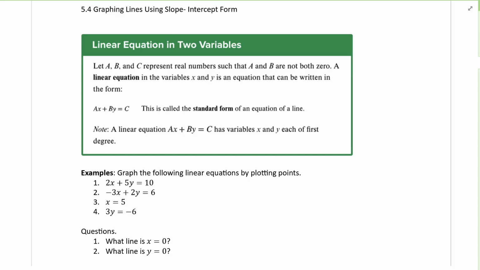In this video, we'll talk about linear equations in two variables, and we are going to graph linear equations using plotting points and using slope-intercept form. This form, ax plus by equals c, is called the standard form of an equation of a line. It has two variables, x and y, and a, b, and c are real numbers.